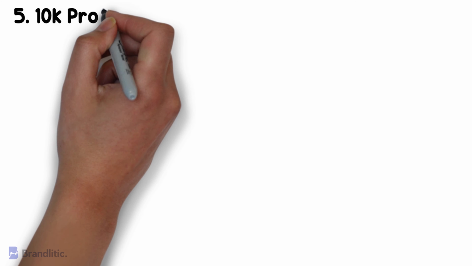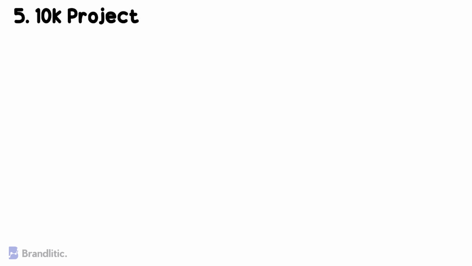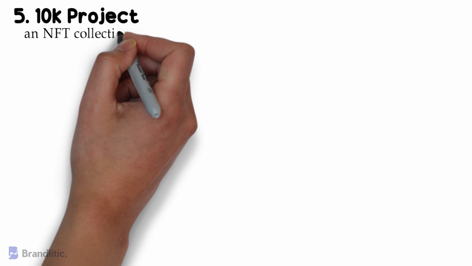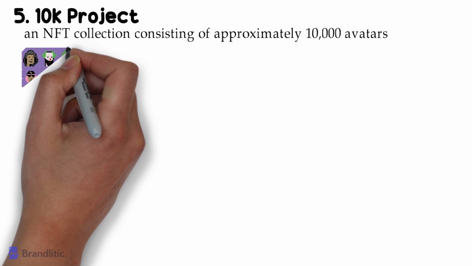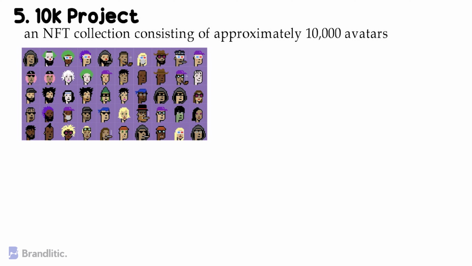Number 5. 10K project. A 10K project is an NFT collection consisting of approximately 10,000 avatars. This type of NFT was arguably pioneered by CryptoPunk's collection in 2017, with many new ones following since then. They don't all have exactly 10,000 avatars though, but the term is used to refer to this type of collection rather than the exact number of avatars.